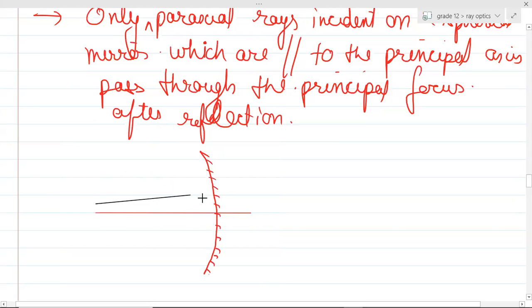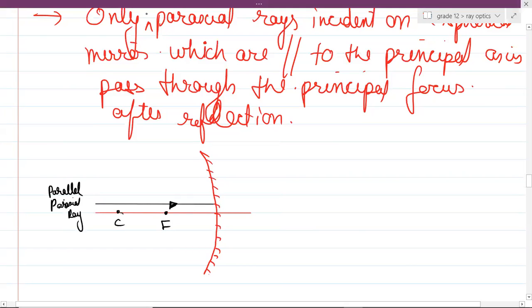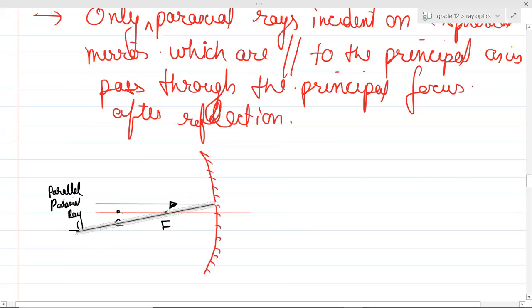Suppose I have this ray. Can you see, this ray is parallel to the principal axis, and it is very near to the principal axis. So this is basically a paraxial ray, right? Also this is a parallel paraxial ray. Are you getting my point? So when it is incident like this, then it will pass through the focus. Okay, is this clear?